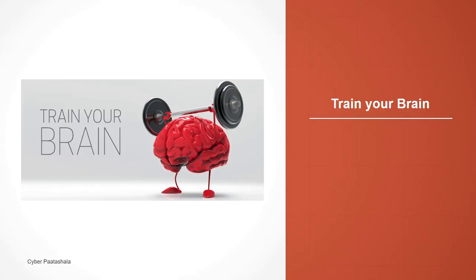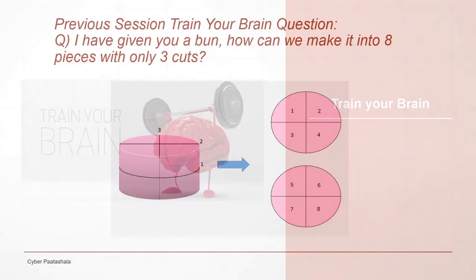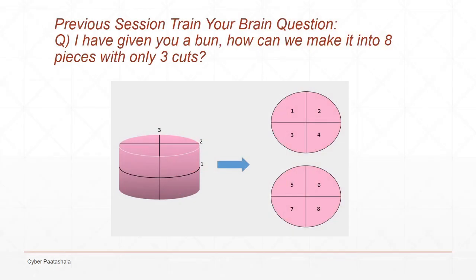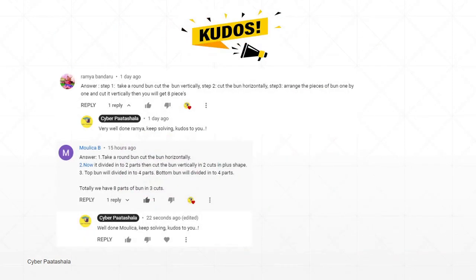Next is train your brain session. Previous session's train your brain question was, I have given you a bun, how can we make it into 8 pieces with only 3 cuts? So the answer is here. The first cut is horizontal and the second and third are vertical, so that you get a total of 8 pieces. Ramya and Maulika answered it correctly.